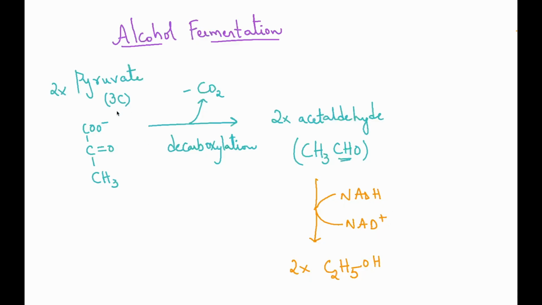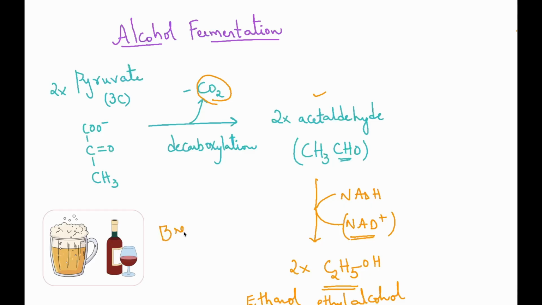So pyruvate, which is a 3-carbon molecule and produced through glycolysis, undergoes a decarboxylation reaction producing acetaldehyde, which is an aldehyde. Acetaldehyde can accept electrons from NADH, thereby producing ethanol or ethyl alcohol. And in this process, it is able to regenerate NAD+. So glycolysis requires the presence of NAD+ to continue. This reaction is especially important in the brewing industry as this helps to produce ethanol.